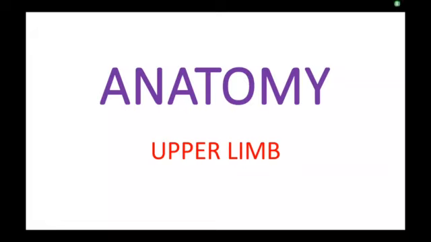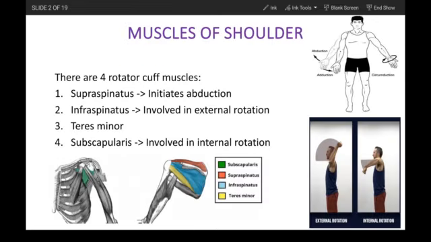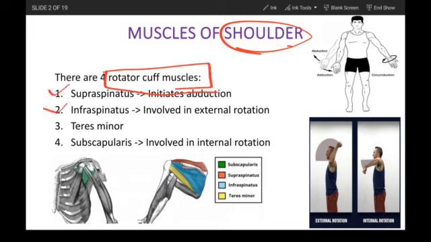Hi guys, so this is the first part of the anatomy of the upper limb. In this video, we'll be talking about the shoulder muscles, okay? The muscles of the shoulder are nothing but the rotator cuff muscles. There are 4 rotator cuff muscles and each muscle has a different function in the shoulder. These all help in the movement of the shoulder.